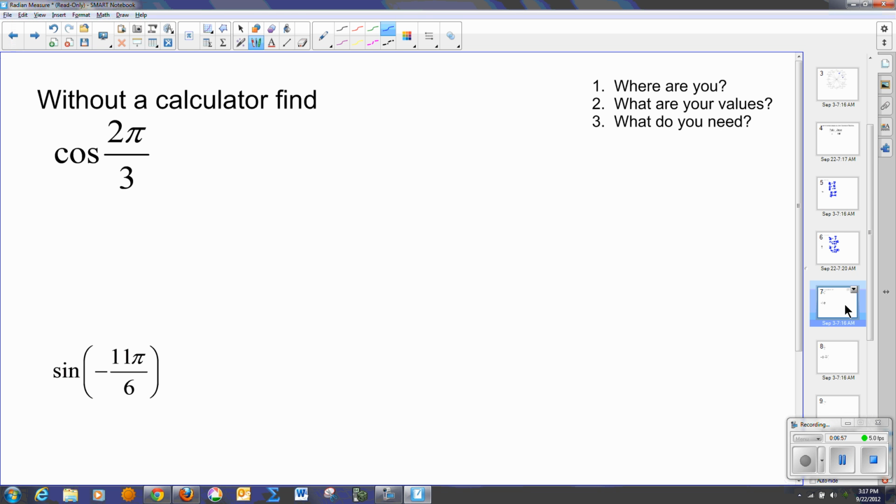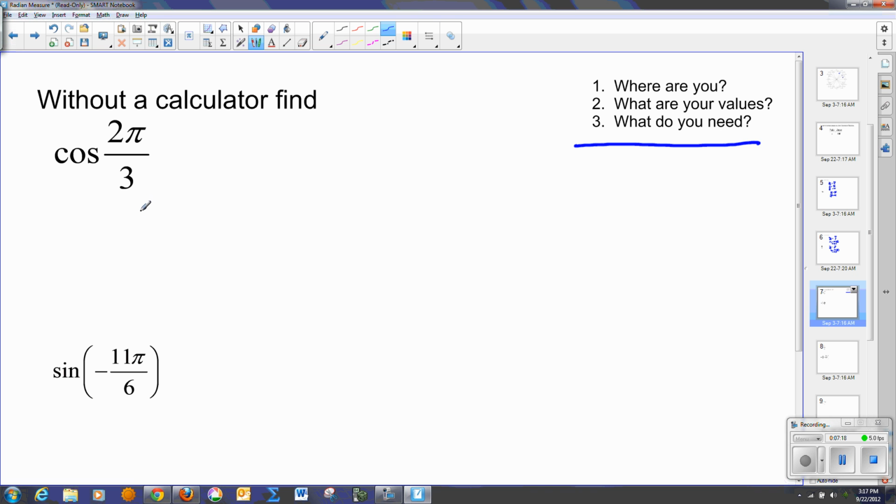So without a calculator, we're going to evaluate the following. We're going to find the cosine of 2 pi over 3. And as we did before with degrees, we need to answer 3 questions. Where are we? What are our x and y values there, and which values do I need?